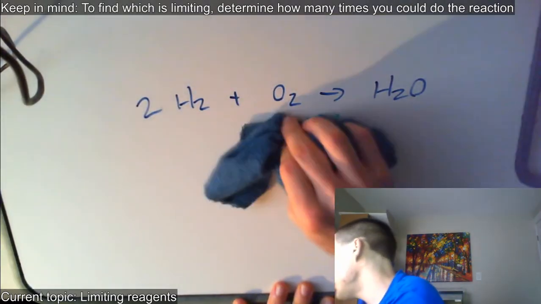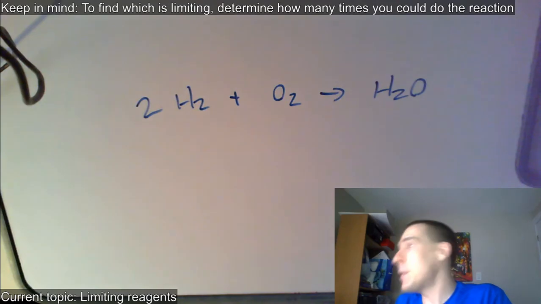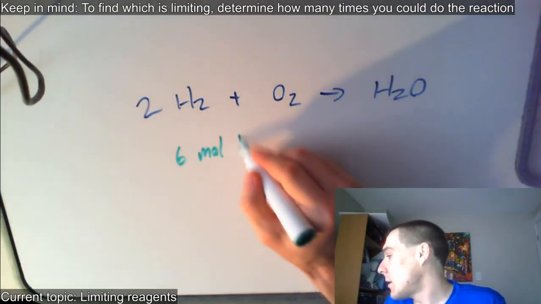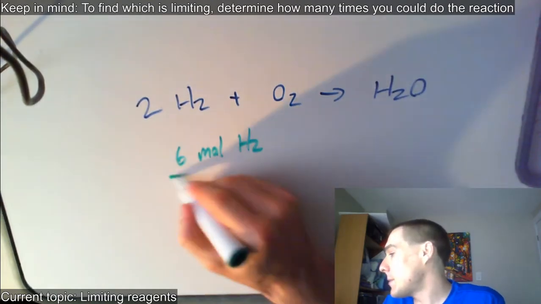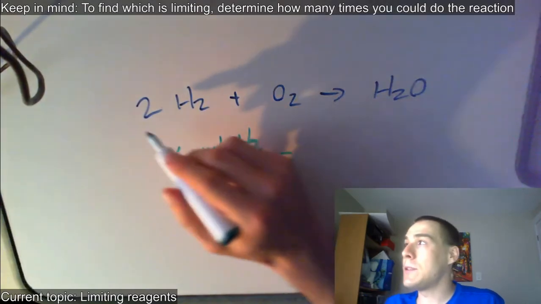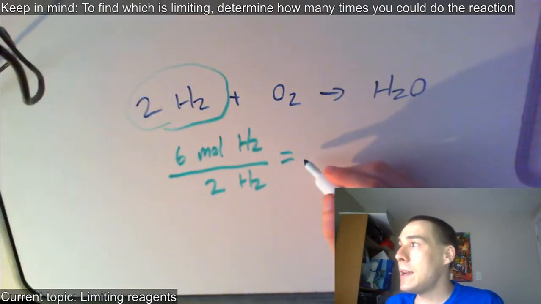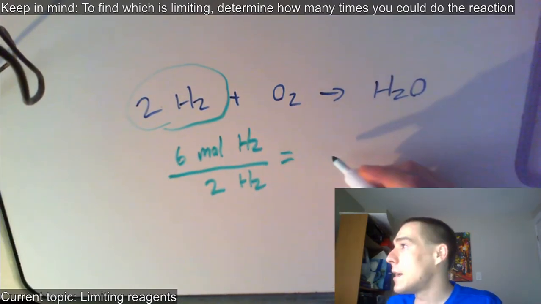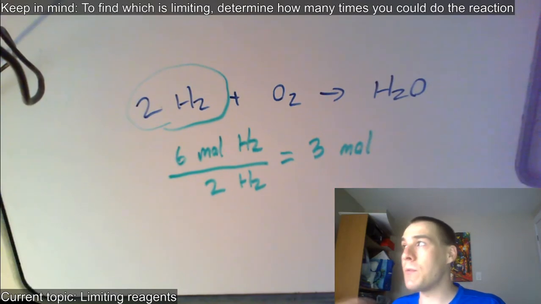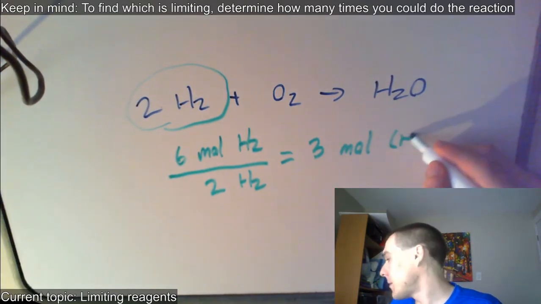And that is to just straight up divide the amount of moles by the coefficient that you have. So for example, here I had 6 moles of H2. I'm just going to divide it by the 2 H2s that we get from our formula. The H2 is going to cancel, and I get 3 moles. But 3 moles of what? It's just 3 moles of the reaction.